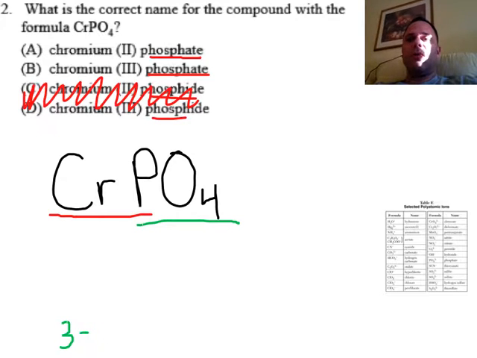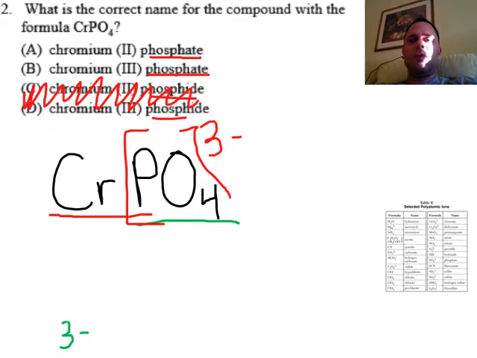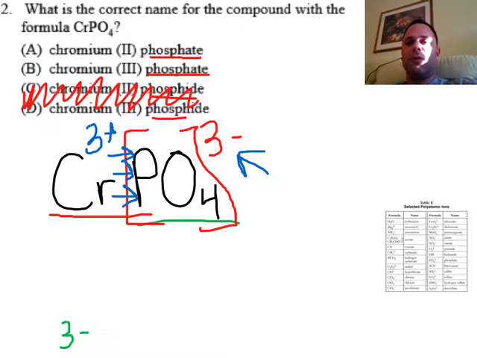Okay, so we have a 3 minus for the phosphate. And to make it easier on the eye, let me put some brackets around here. So we have 1 chromium for every 1 phosphate. So what that must mean is I must have a 3 plus charge here. So that in fact, while chromium is losing 3 electrons, phosphate is acquiring 3 electrons. That's why we have the negative 3 charge.